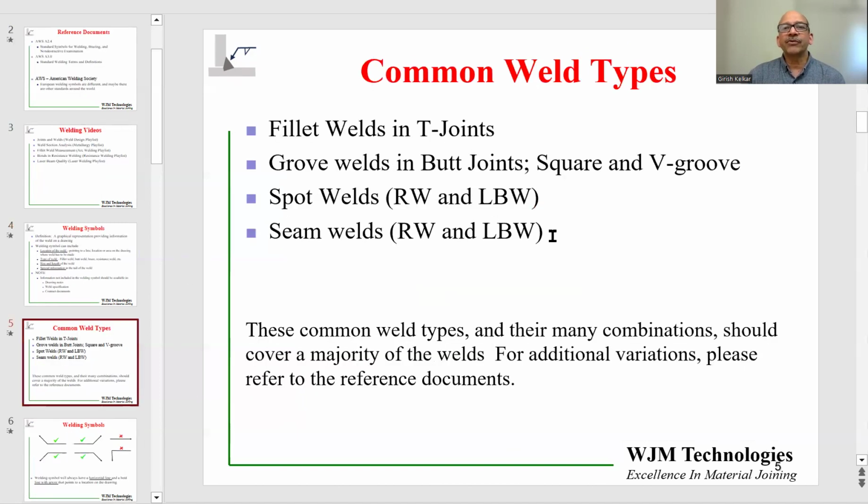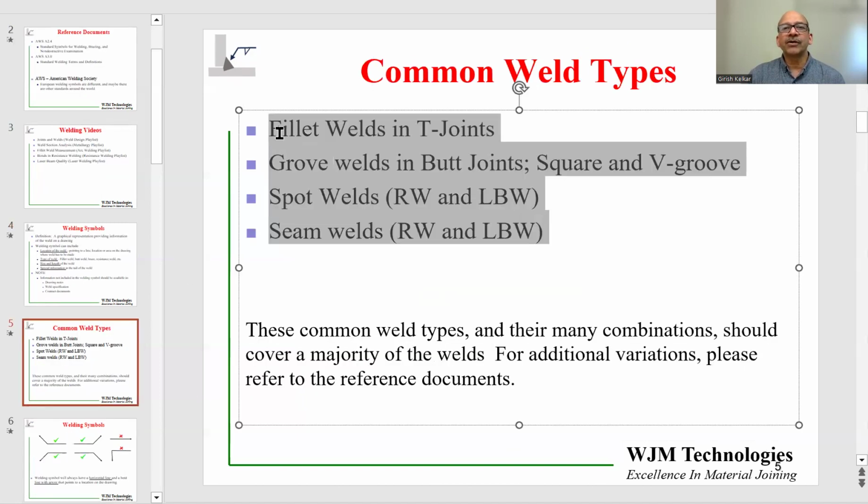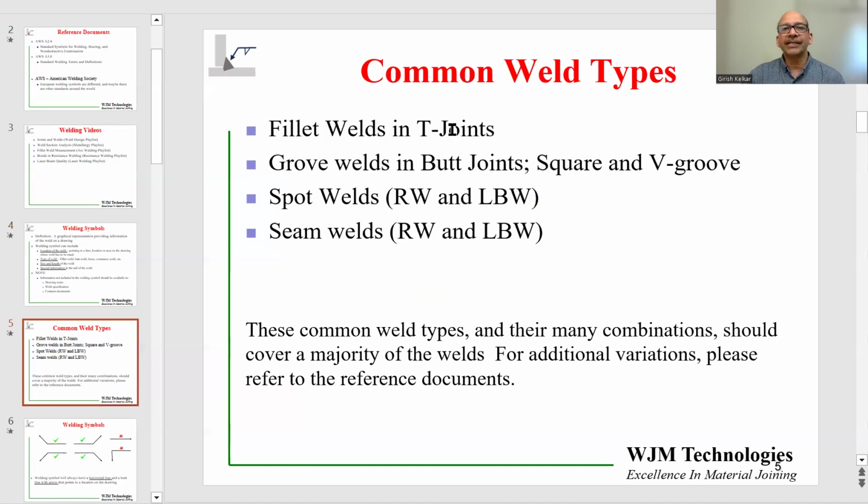In this video, we are going to review four commonly used weld types: the fillet weld in T-joints, the groove weld in butt joints, spot welds in resistance welding and laser beam welding, and seam welds in resistance welding and laser beam welding.